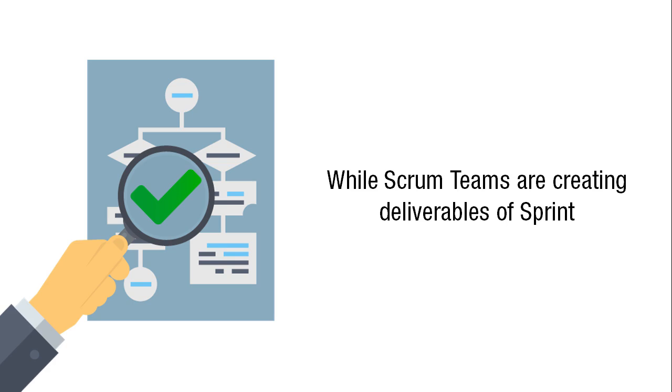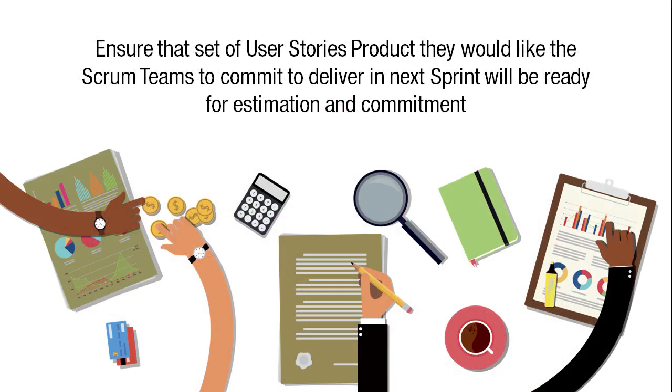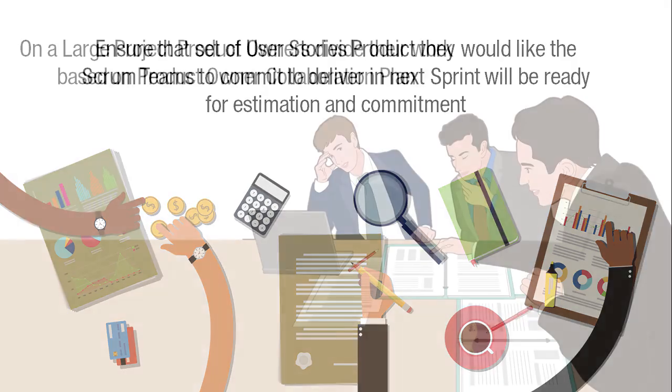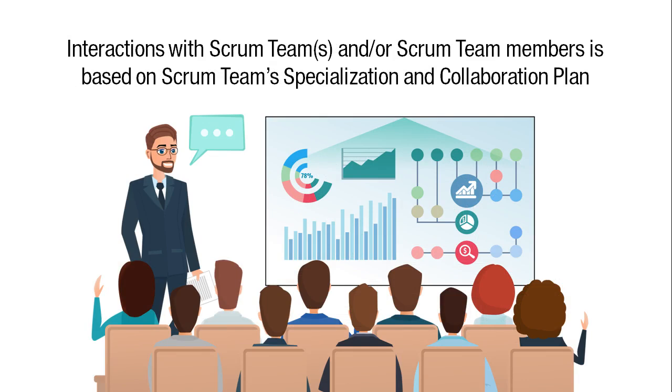As in a typical small Scrum project, while the Scrum teams are creating the deliverables of the sprint, the chief product owner and the product owners refine the prioritized product backlog to keep it up to date with any changes in requirements and/or change to priorities. They also ensure that the set of user stories they would like the Scrum team to commit to deliver in the next sprint will be ready for estimation and commitment. On a large project, the product owners divide their work based on the product owner collaboration plan. Interactions with the Scrum teams and/or Scrum team members is based on the Scrum team's specialization and collaboration plan.